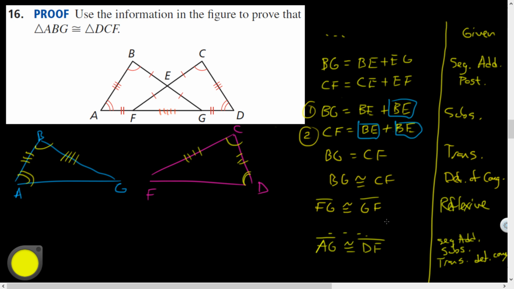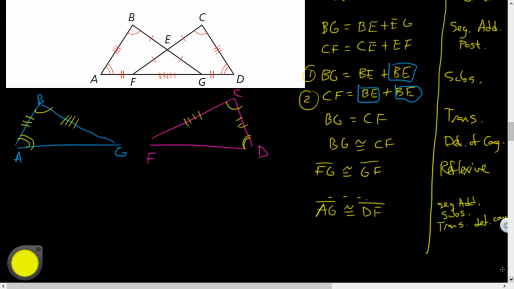I just want to make sure we have time for today's lesson. So I just proved this. 1, 2, 3, 4, 5, 6. How about this? How about this?